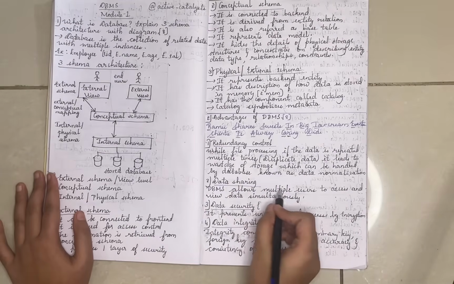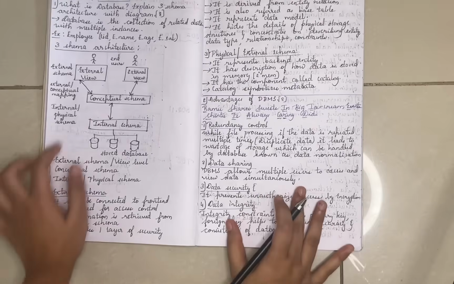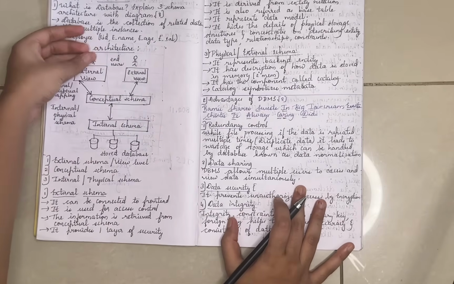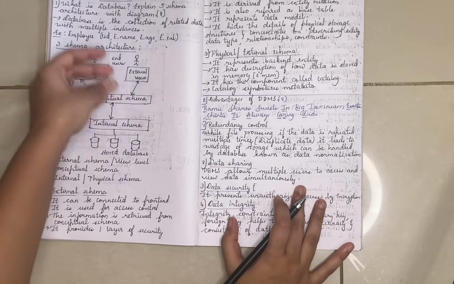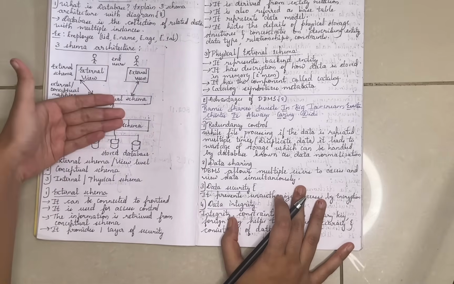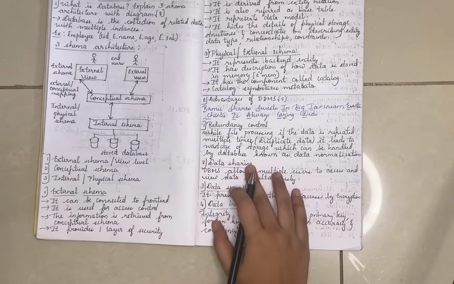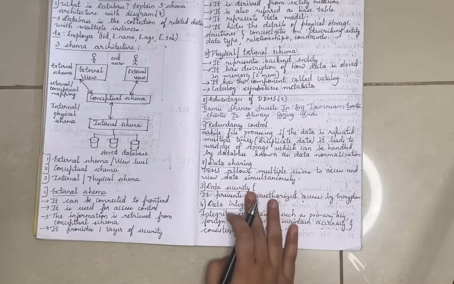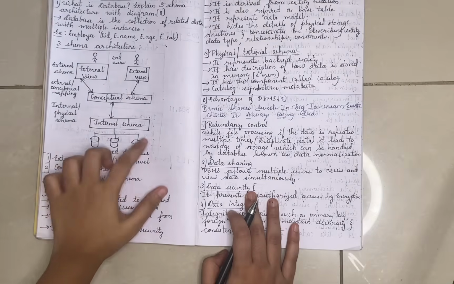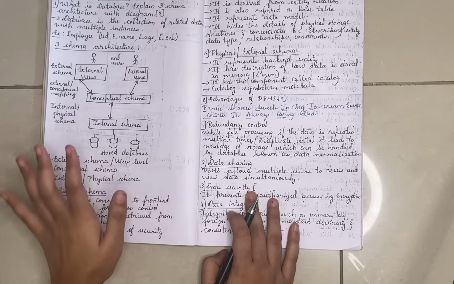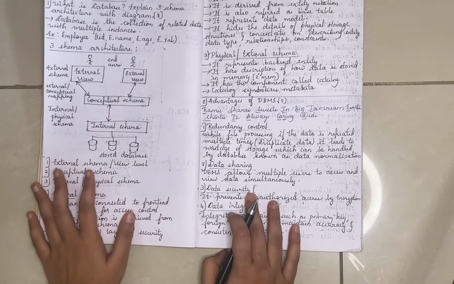Next one is data sharing. You can see multiple users here. Even if this person requests a particular data and another person requests the same data, it can be accessed by both users. That is data sharing. Then data security. Whatever the DBMS is storing is accessible only to authorized users. Authorized users means legal users.